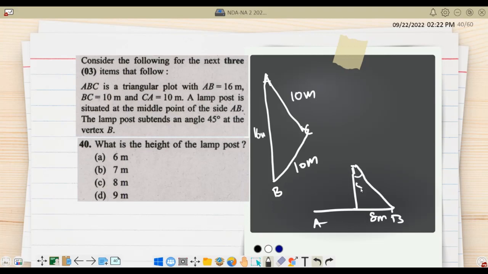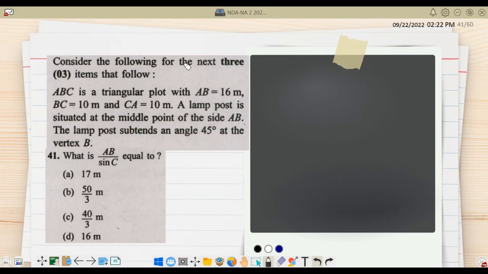The tower subtends a 45-degree angle. This is also going to be 45 degree. Tan 45 is 1. So this is also going to be 8. So 8 by 8 is 1. This is also going to be 8 meters. So option C is your answer.